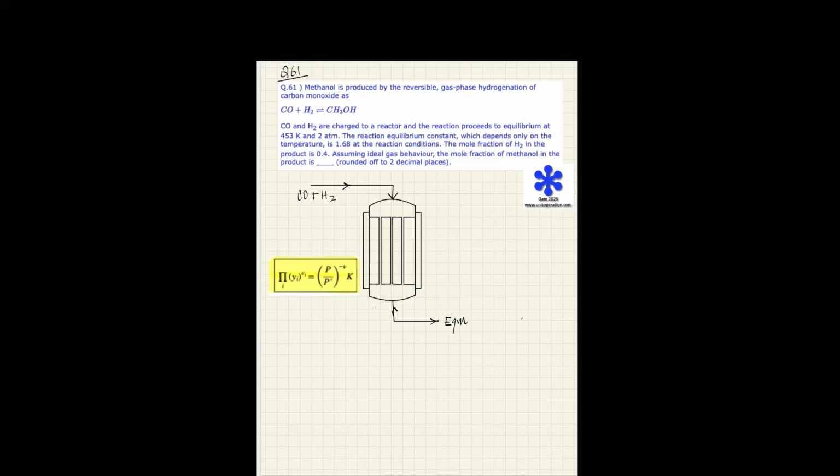Question 61. Methanol is produced by the reversible gas phase hydrogenation of carbon monoxide. If you see the balance, both left-hand side and right-hand side, this is 2. And this is the stoichiometric equation.